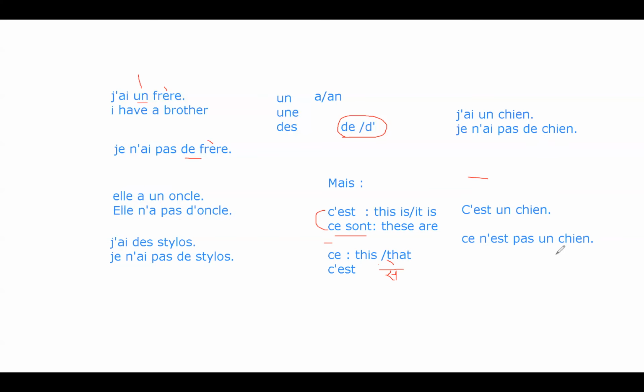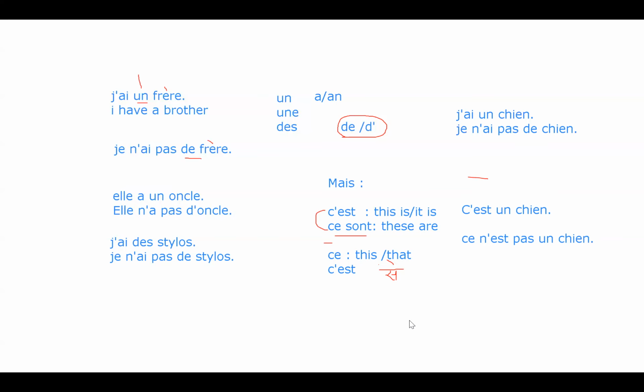This is a dog. This is not a dog. You never say this is not any dog, right? This is not a dog. It's not a dog, right? So a becomes a. There is no change. But when you say I have a dog, I don't have any dog.